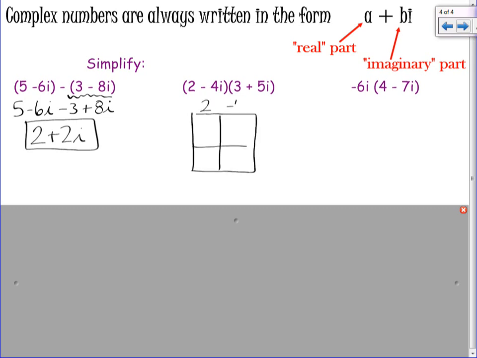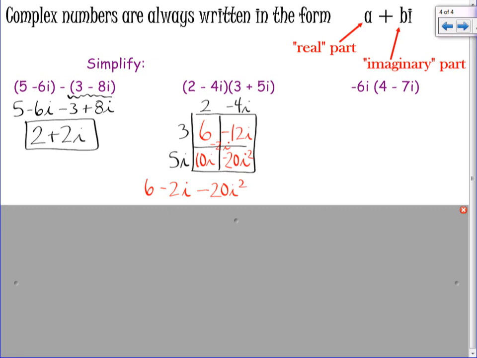So we've got 2 minus 4i, 3 plus 5i. Now we'll just figure out what the numbers are inside the squares. What's the first one going to be? We multiply, so we get 6. And this one. Okay, so let's put these two together in the middle and we get what? Negative 2i. So I've got 6 minus 2i minus 20i squared.